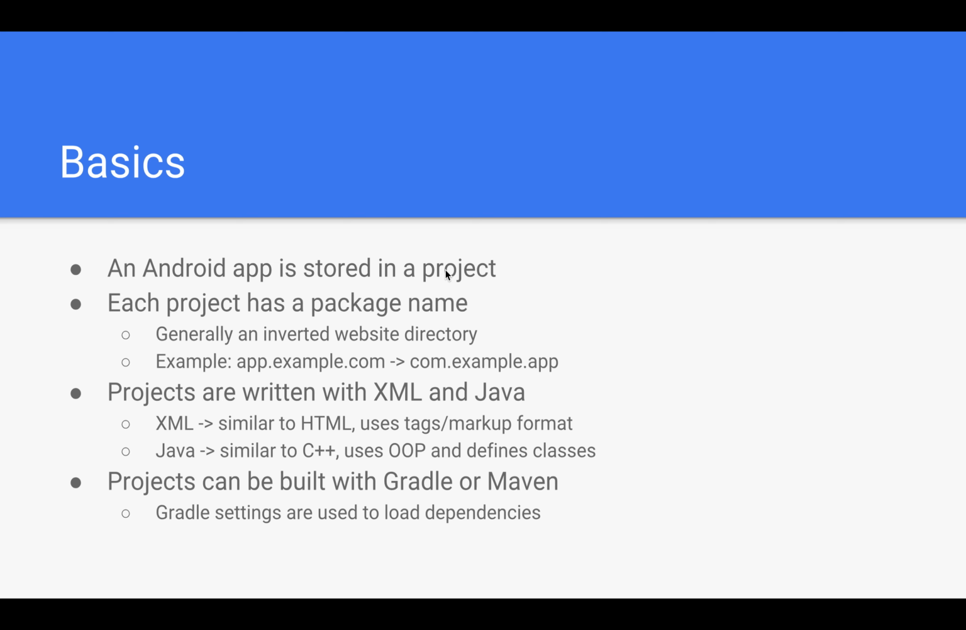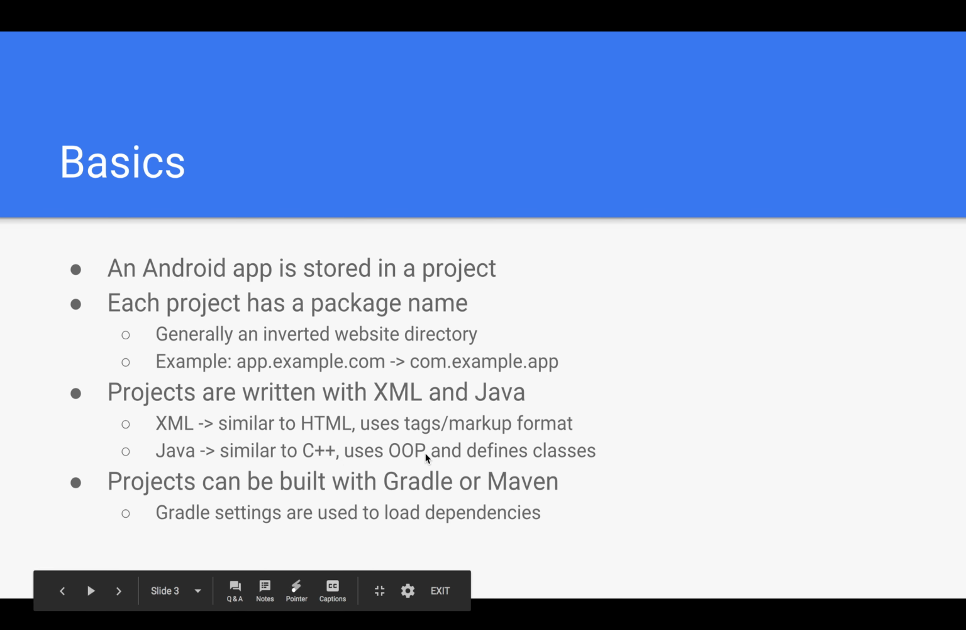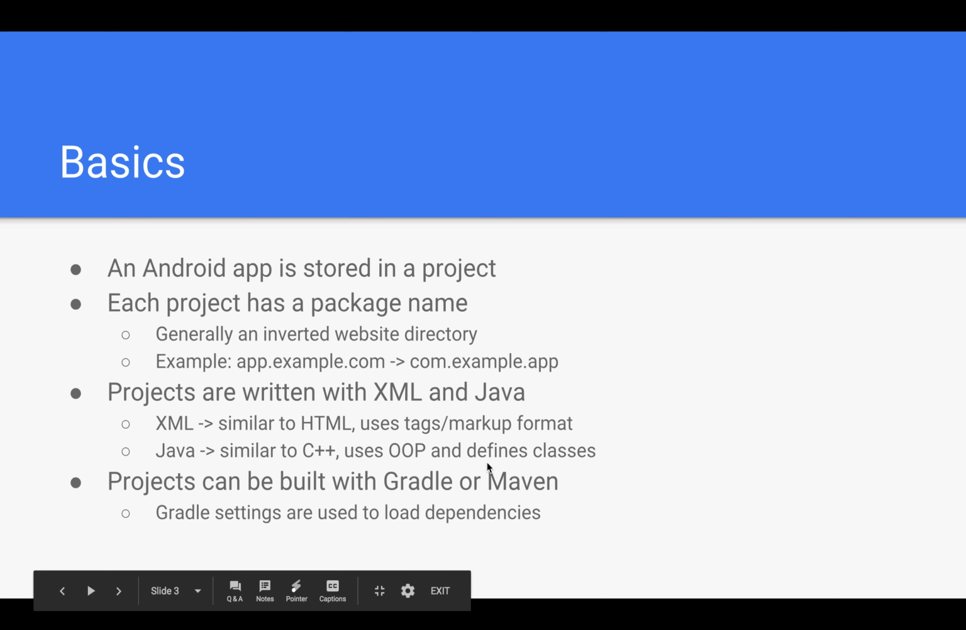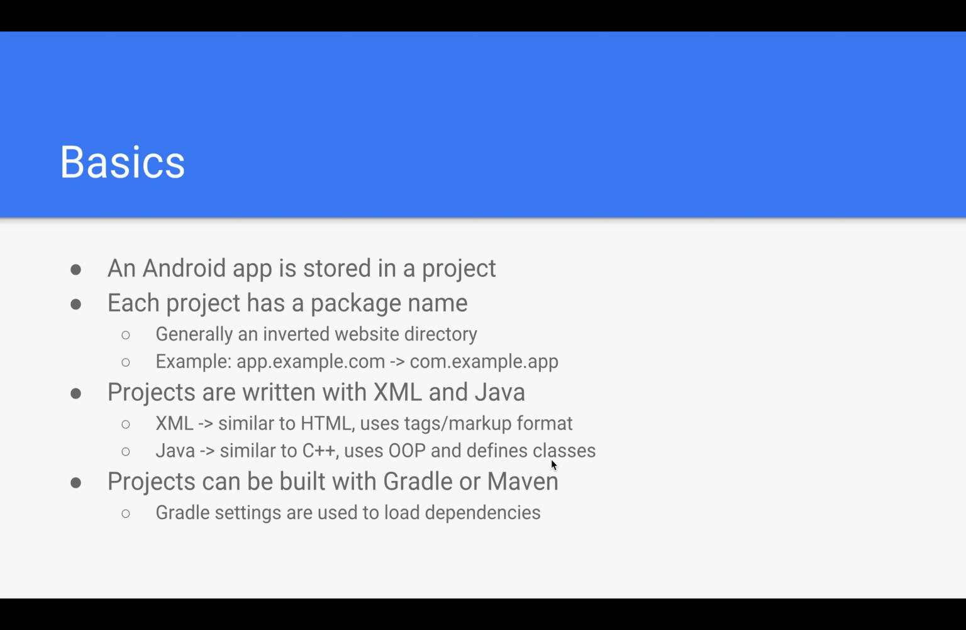XML is a language similar to HTML. It's a markup language, so that means it uses tags to specify components on a screen, so it's used for layout. And then Java is used for logic. It's similar to C++, but different in many fundamental ways. It uses the object-oriented programming paradigm, and it defines classes. Each one of the Java files is known as an activity, and an activity will manage a certain functionality of the app, and we'll talk about those later.